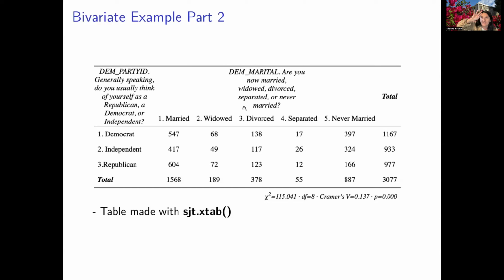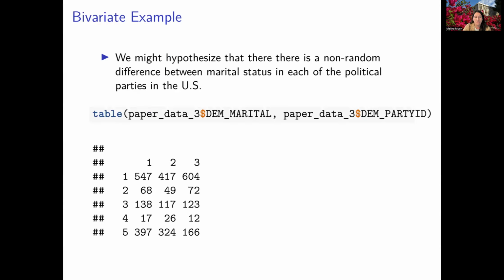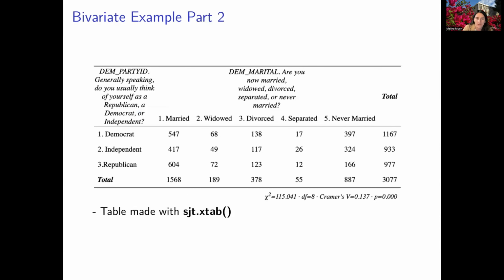So the reason why I love this is it gives you all of the labels to start. It's going to take the labels from that SPSS file and put them on the tops of the columns. So we know that 1 is married, 2 is widowed, 3 is divorced, 4 is separated, and 5 is never married, as opposed to this, where you'd have to go back and look at the code book manually. This creates it for you. And again, we know that 1 is Democrat, 2 is Independent, and 3 is Republican.